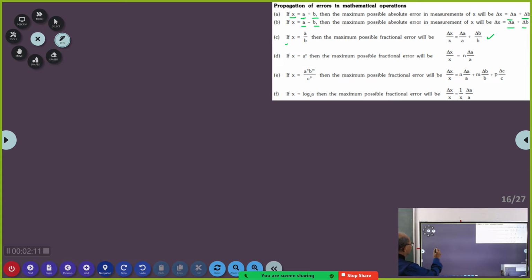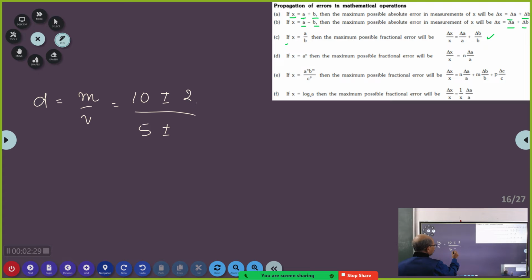See, now for example, you are measuring the density of a body. So it is mass upon volume. Here I will tell you the mass can vary from 10 plus or minus 2, and the volume can vary, say 5 plus or minus 3, assume. Now I want to express density, d plus or minus delta d. Now how should I report this delta d? That's the question. How should I report the delta d?